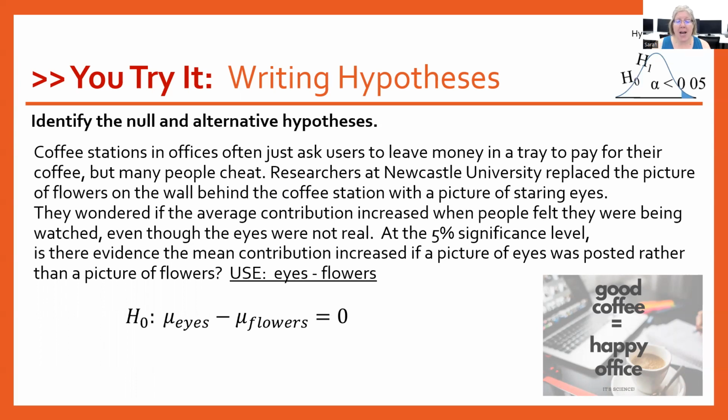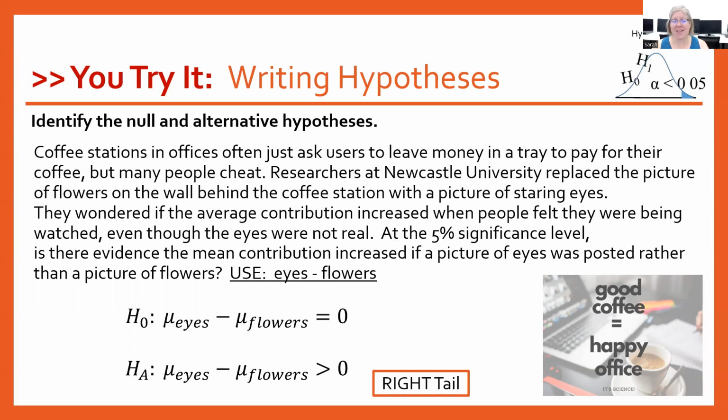So we're using eyes minus flowers, and we think that the mean for the eyes is going to be bigger. So my alternative hypothesis is that the mean for the eyes minus the mean for the flowers, smaller number there, is greater than 0. So this is going to make this a right tail test. And then our null is always just the mean of the eyes, or mu of eyes, minus the mean of the flowers is equal to 0.